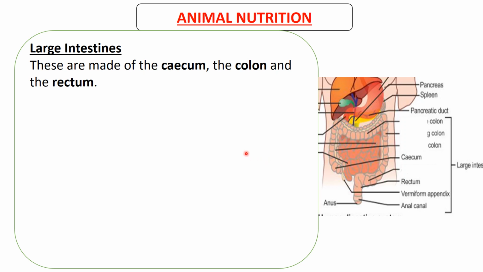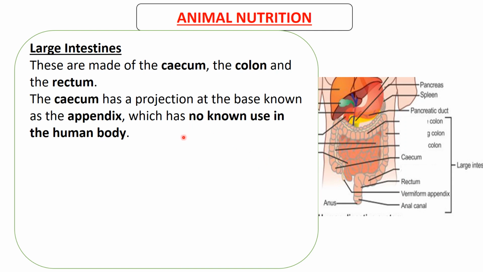So we start with the caecum. The caecum has a projection at the base known as the appendix, which has no use in the human body. No one knows its use, but it's there.